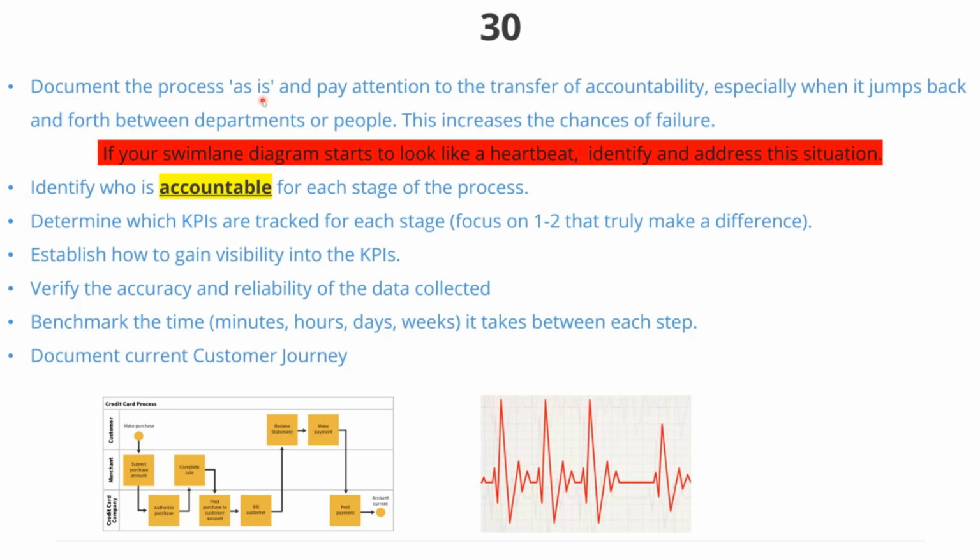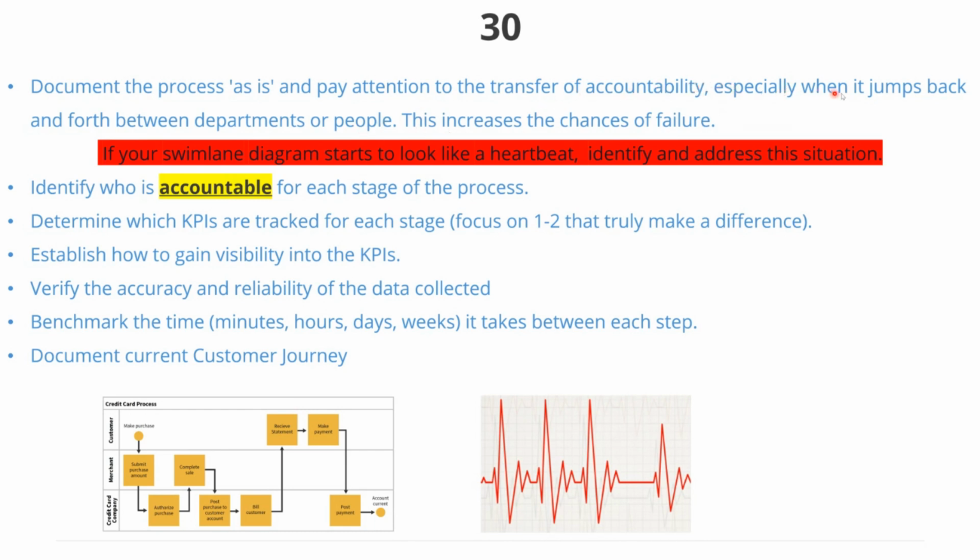This will only cause the team to turtle up, as they say in martial arts, and just hide, because they'll feel like it's a witch hunt. So you document, unless you see something critical, where the customer relation is being hurt, or the company is losing money. Of course, if something is critical, then you need to fix it, but it needs to be done carefully, so the team does not feel like they're being hunted. So you document the process as is.